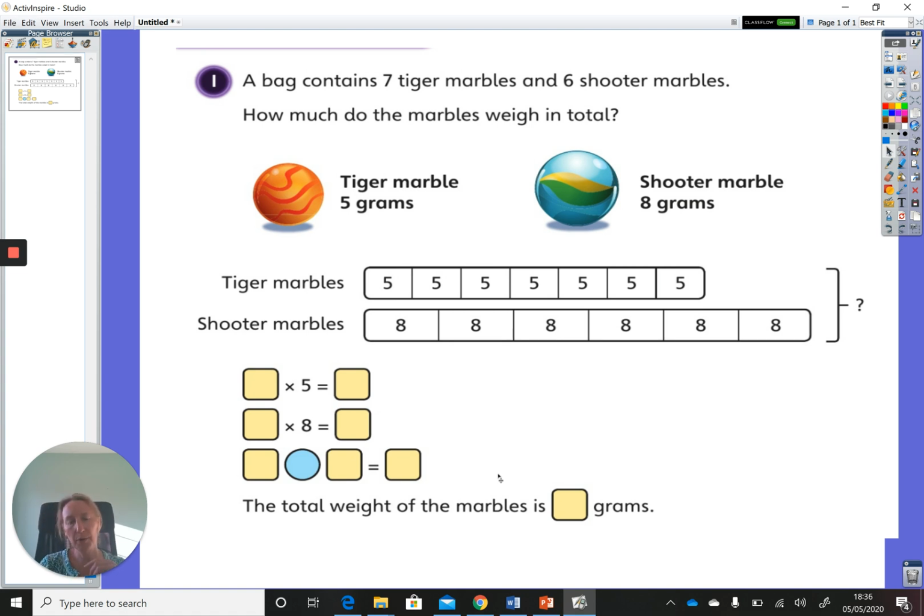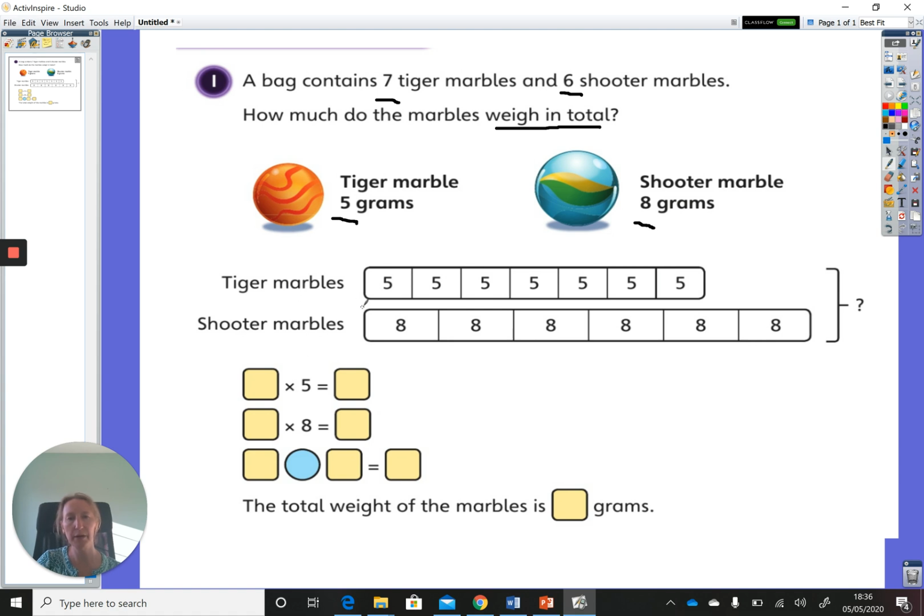And the way I'm thinking in my head is, like I said, this is a 2-step problem. I'm going to have to do 2 operations here. First of all, I'm going to have to use my multiplication to work out how many marbles there are and how much they weigh, and then I'm going to have to add them together, okay? So if we take our tiger marbles first, and I'm just reminding myself of what the key information is, because we've got 7 tiger marbles, 6 shooter marbles, and how much do they weigh in total? And then I need to think, right, the tiger marble weighs 5 grams, the shooter marble weighs 8.